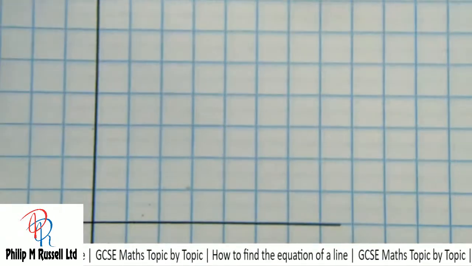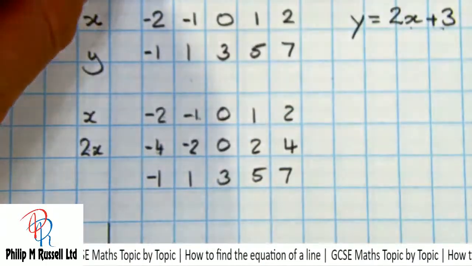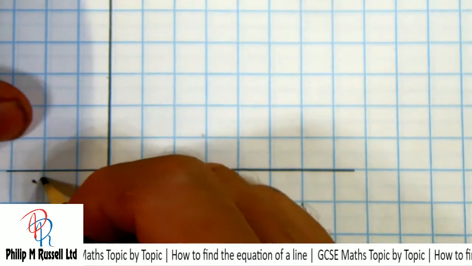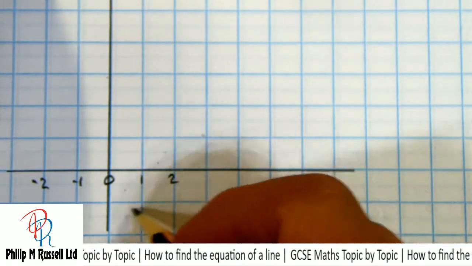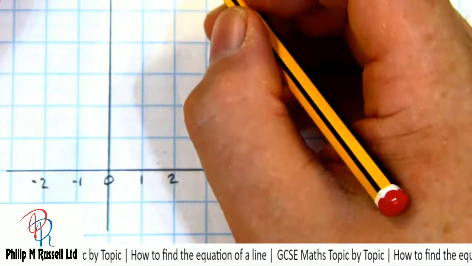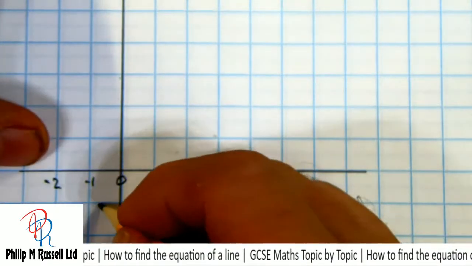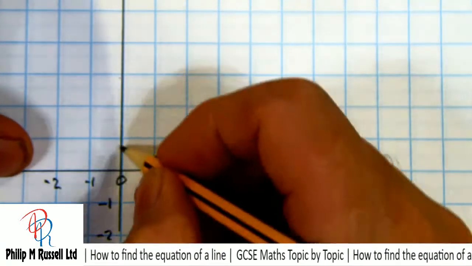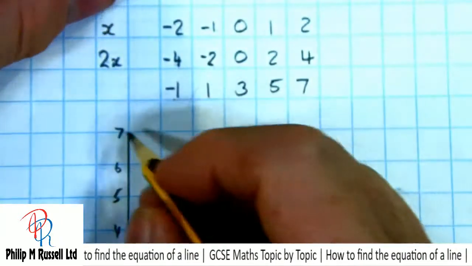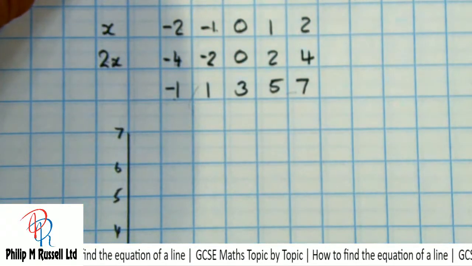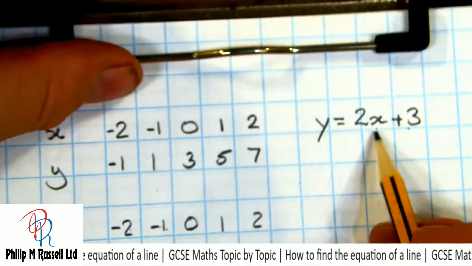So let's draw a line in. We're going from -2 along the top here, -2 to +2. So -2, -1, 0, 1, 2. That's all I'm interested in. And we're going to range from -1 to +7. So I'm going to go from -1 here right up to +7.